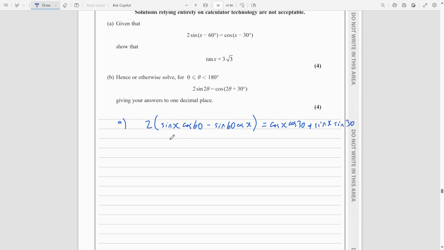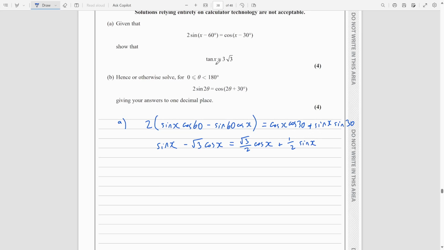Cos(x minus 30) is cos x cos 30 plus sin x sin 30. We can now simplify this and use a bunch of trig values we know. So cos 60 is a half, so I've got 2 times sin x times a half, that's just sin x. And then sin 60 is root 3 over 2, times that by the 2, and it's just root 3 cos x. What about over here? Cos 30 is root 3 over 2, so root 3 over 2 cos x. Plus, and sin 30 is a half, so that's half sin x.